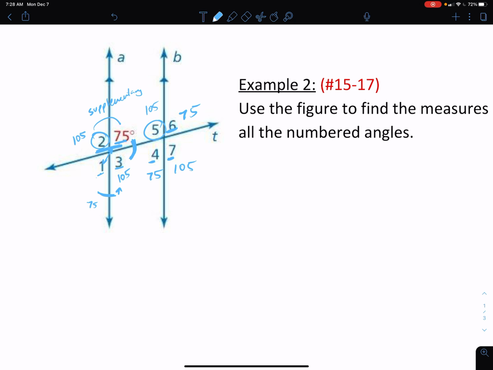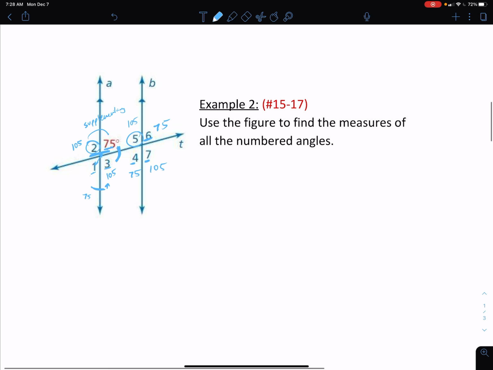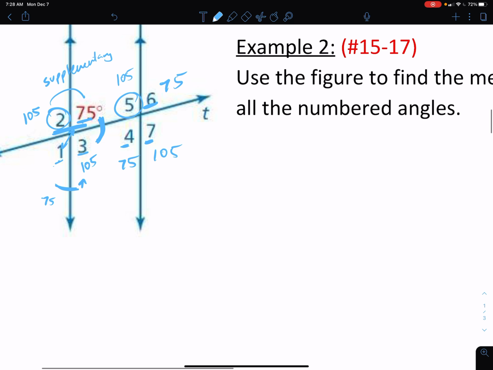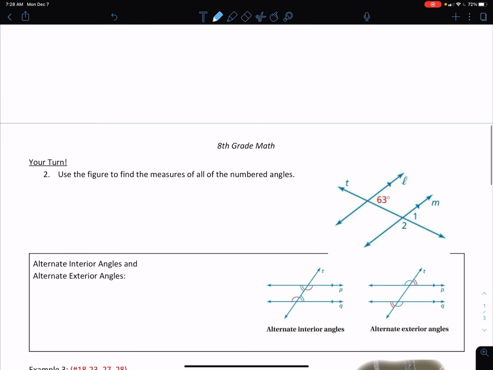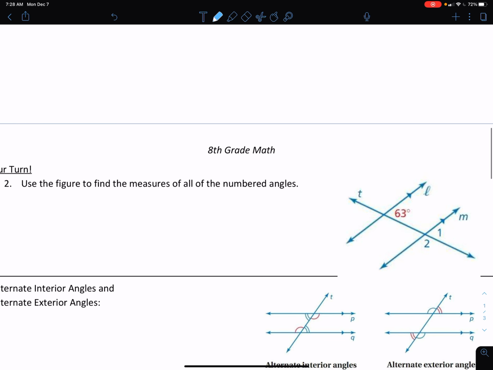So hopefully you were able to complete that. Rewatch this part if you're confused. I would definitely recommend that. So now why don't you try on your own. All you have to do is figure out angles 1 and 2.